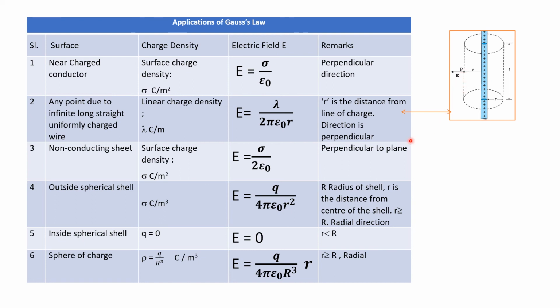In the third case, non-conducting sheet. The surface charge density is sigma coulomb per meter square, and the electric field intensity is given by E is equal to sigma over 2 epsilon naught, and this is also perpendicular to the plane.